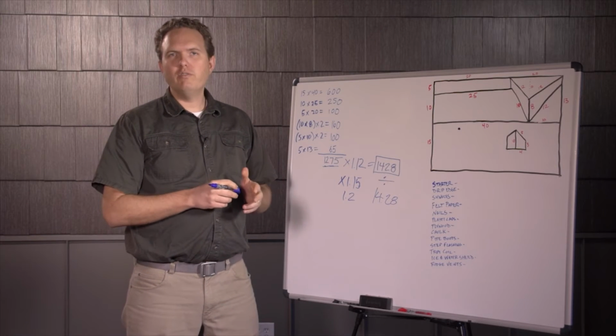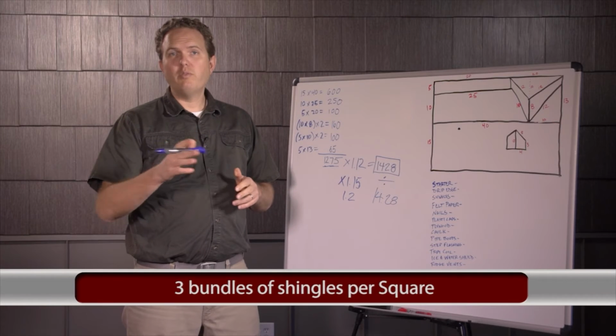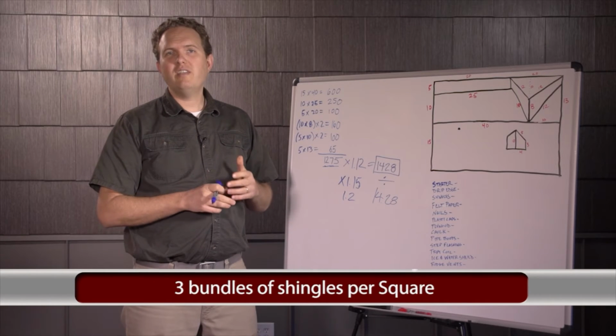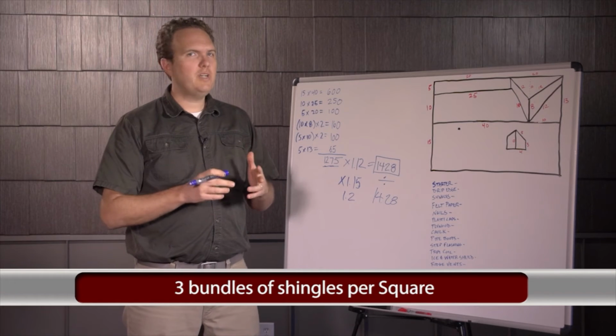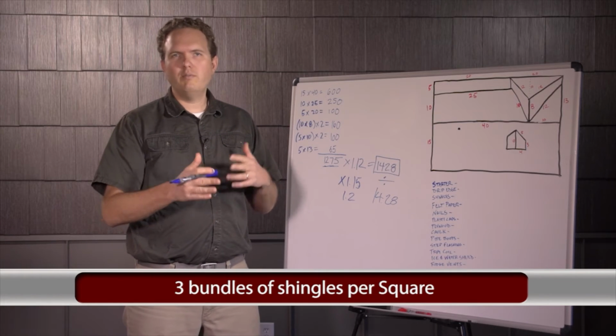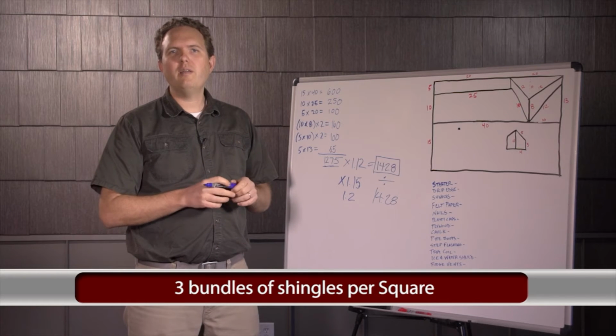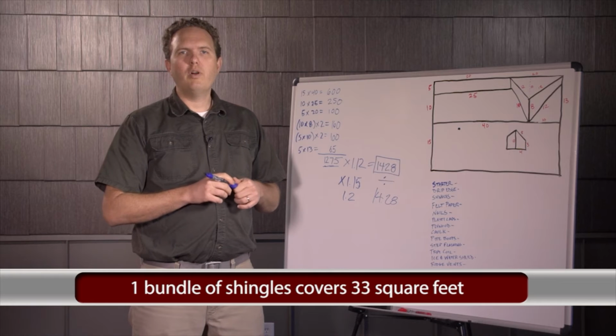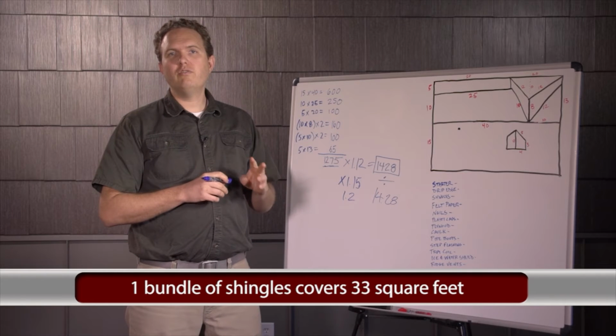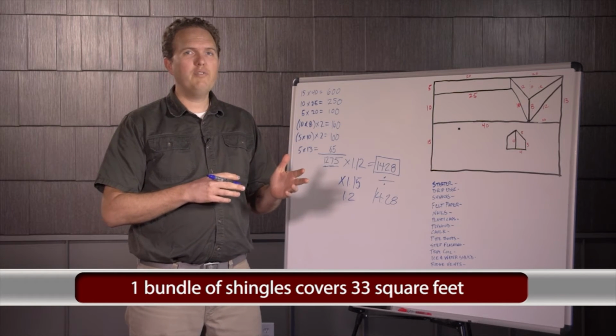For most shingles, and the ones that we're going to be working with in this video, typically it takes 3 bundles of shingles to cover a square. If you're using a specialty shingle, you're going to need to check, because some of them are 4 bundles to a square or something like that. But basically all standard 3-tab and architectural shingles are going to be 3 bundles of shingles to the square, or 33 square feet per bundle.